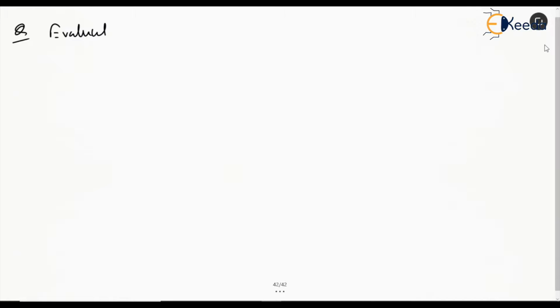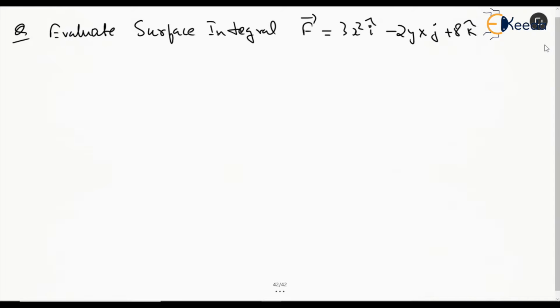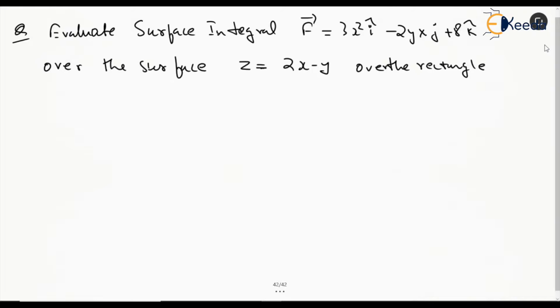Evaluate the surface integral of the vector field F given as 3x² i cap minus 2yx j cap plus 8 k cap over the surface which is given as z equal to 2x minus y over the rectangle 0 to 2, 0 to 2 in the xy plane.